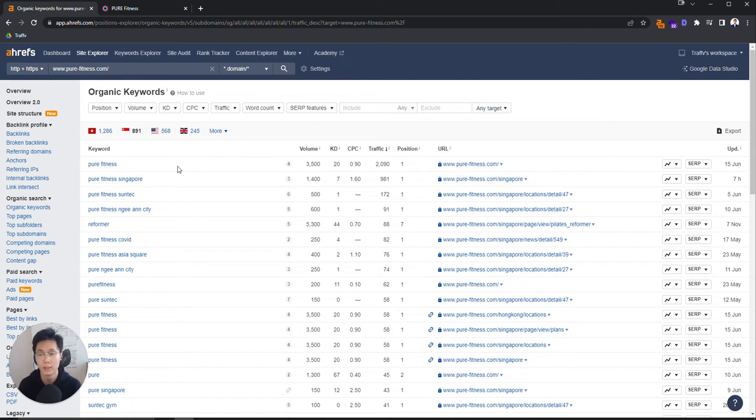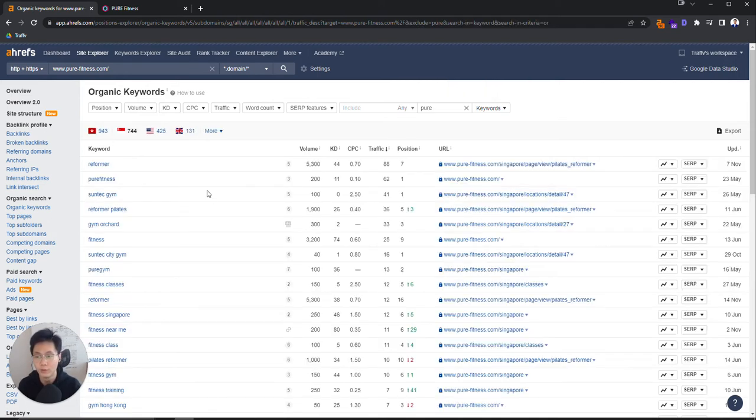Now, what we want to do is look at non-branded searches, because these are searches that you want to target. These are your new customers, people who didn't know about your brand before. As you can see, there's Pure Fitness Singapore, Pure Fitness Suntec. What we're going to do is exclude all the keywords containing "pure". This will remove a lot of those branded searches.